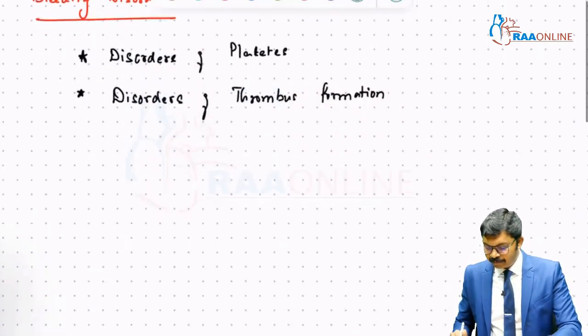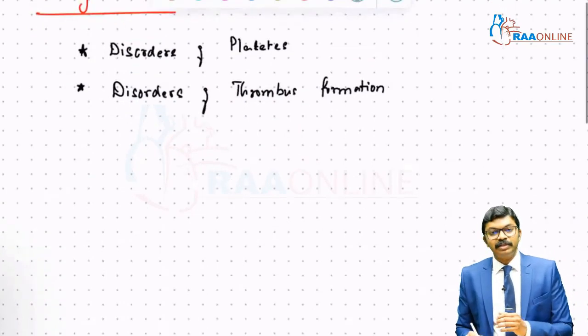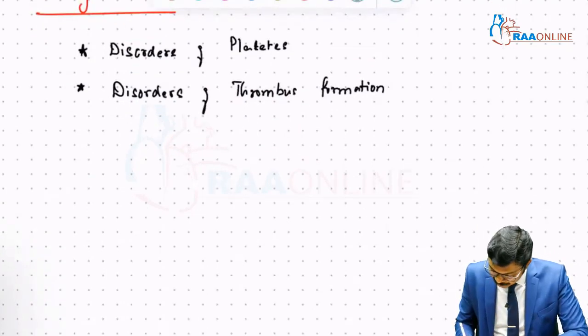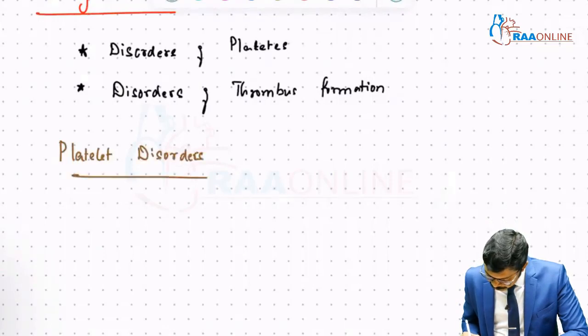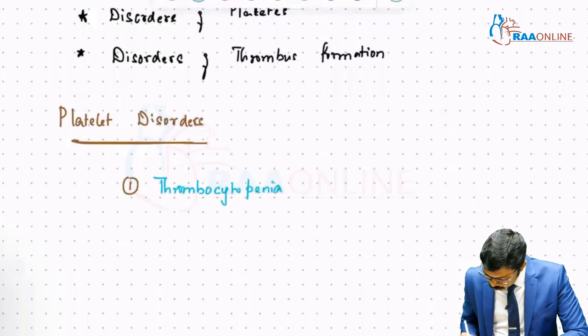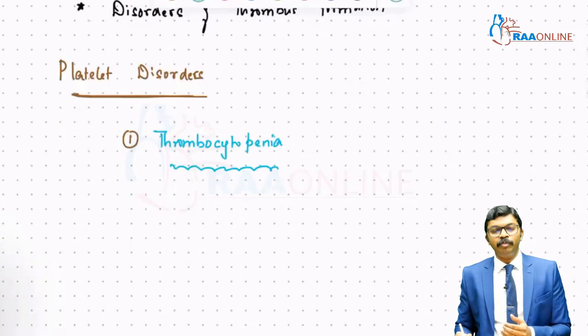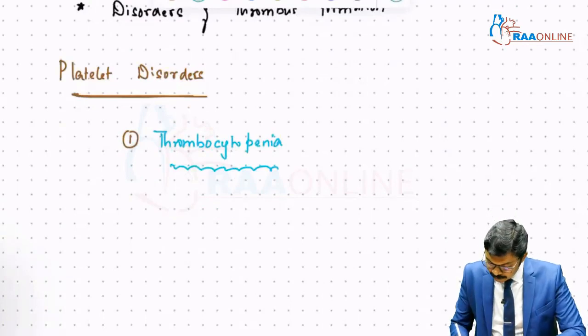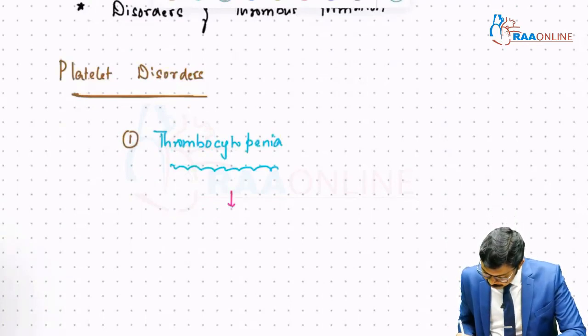Coming under this heading, bleeding disorders, let us start our discussion with disorders of platelets. So what are all platelet disorders? People, when it comes to platelet disorders, the first and foremost thing you should be familiar with is thrombocytopenia, where there is going to be a drop in platelet numbers. For some reasons, there is going to be a decrease in platelet numbers.